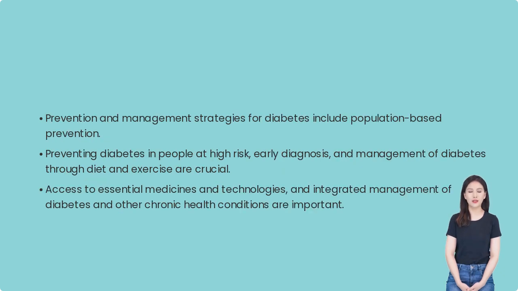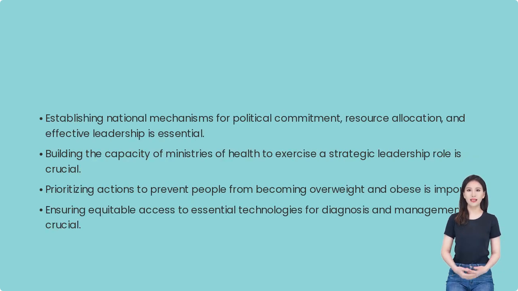Prevention and management strategies for diabetes are crucial. You need to focus on population-based prevention and early diagnosis for people at high risk. Access to essential medicines and technologies, along with integrated management of diabetes and other chronic health conditions, is important for effective management. Establishing national mechanisms for political commitment, resource allocation, and effective leadership is essential.